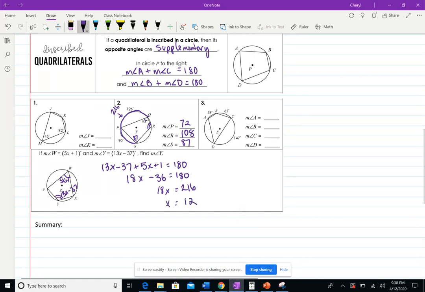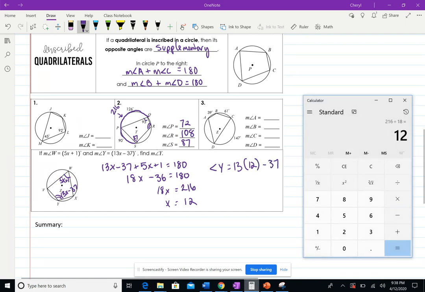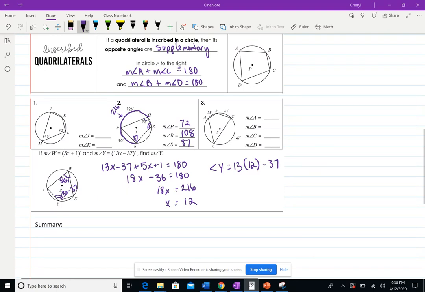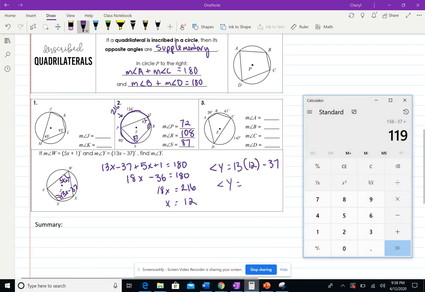Okay, so we're going to find angle Y. So angle Y was 13x minus 37. 13 times 12 minus 37. Okay, so let's use our calculator here. Angle Y was 119.